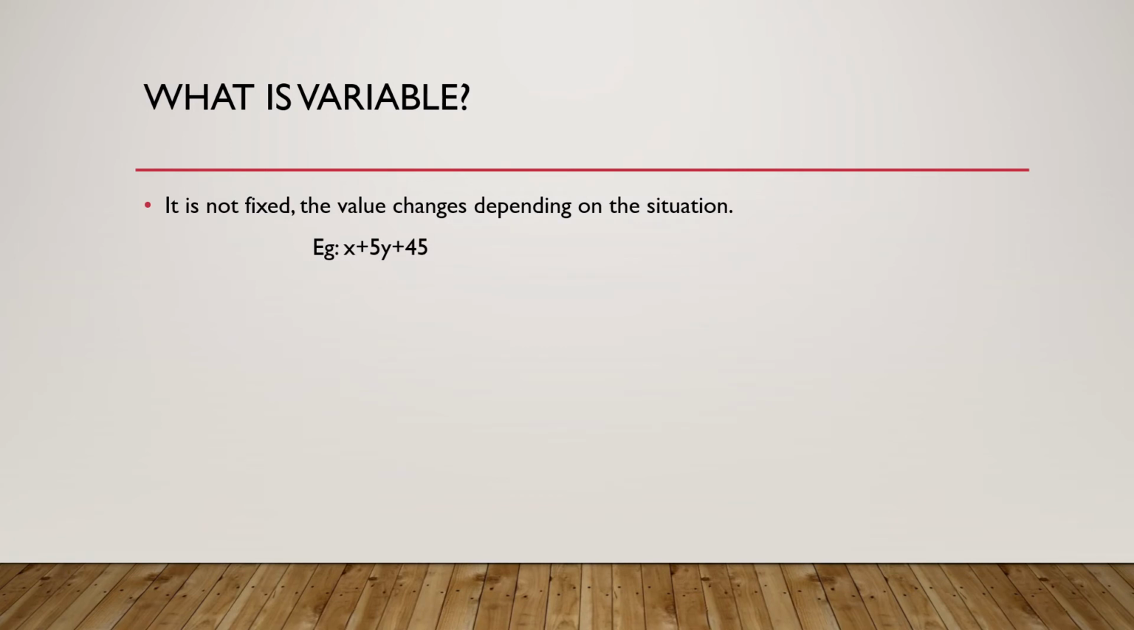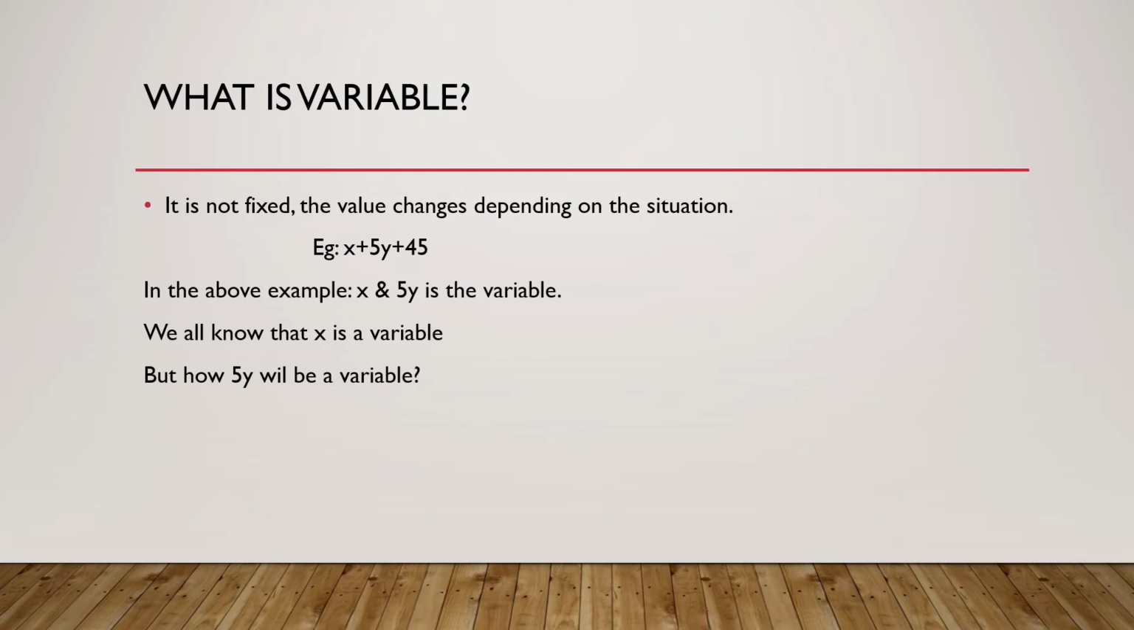So let's take an example here: x plus 5y plus 45. This is an algebraic expression. In this, x and 5y are the variables. So these two values keep on changing depending upon the value of x and the value of y.